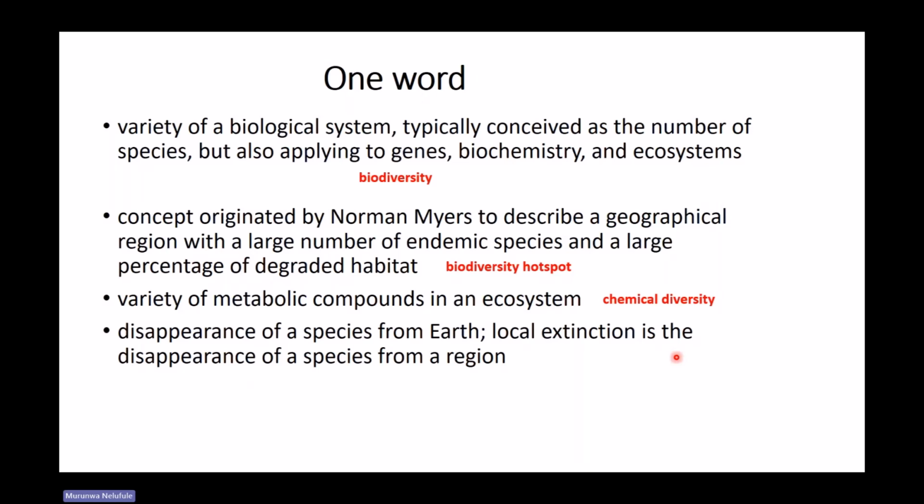Disappearance of species from Earth. Local extinction is the disappearance of species from a region. I don't understand how I put this question here, but it sounds wrong, doesn't it? Yes, it was supposed to be extinction because it's the disappearance of species from Earth. I have to restructure this when I bring this.